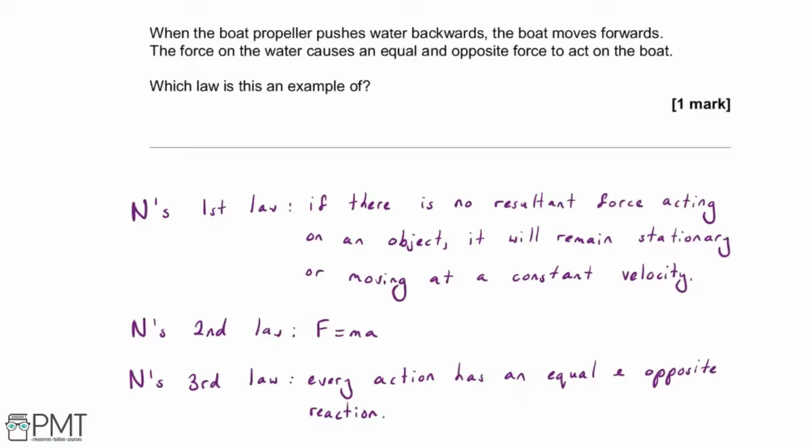So looking back at the question, we need to figure out which of these laws is applying here. So the boat propeller pushes water backwards and the boat moves forwards. The force on the water causes an equal and opposite force to act on the boat. So the boat is acting on the water, and therefore the water is giving an equal and opposite force that's acting on the boat. So that applies in Newton's third law. Every action has an equal and opposite reaction. And so we would write Newton's third law. And that's the answer.